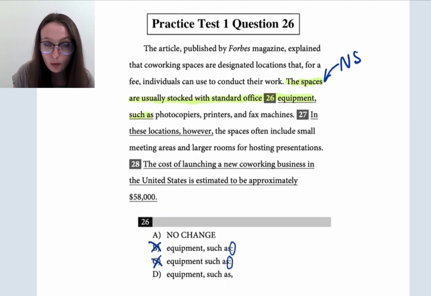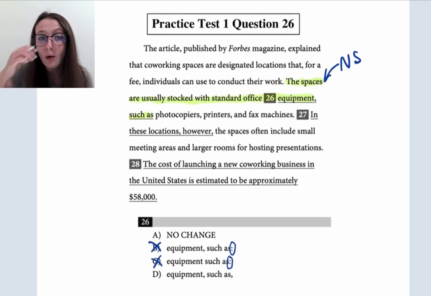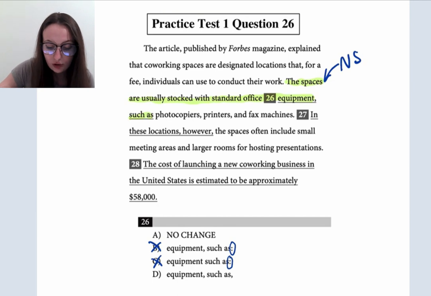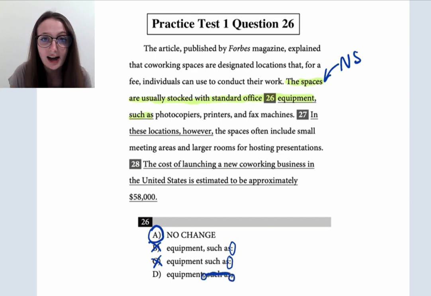And if anyone is wondering, I could totally make a separate video on commas. The answer to this question is choice A, because choice D is using double commas. Double commas say that you can cross the part out inside of them, but you can't just remove the words such as in this case.